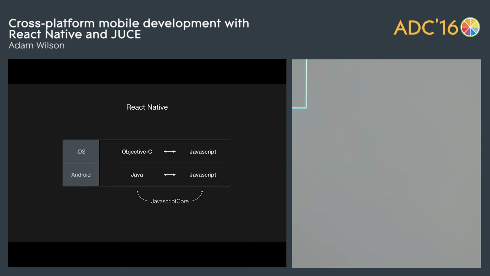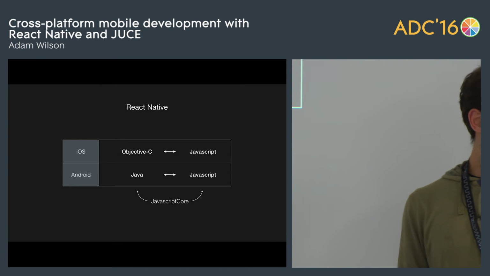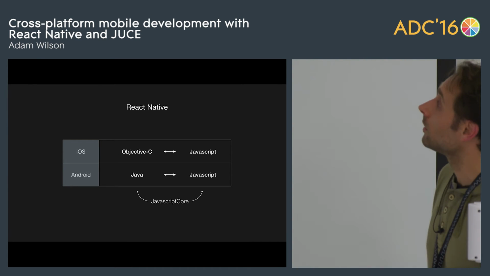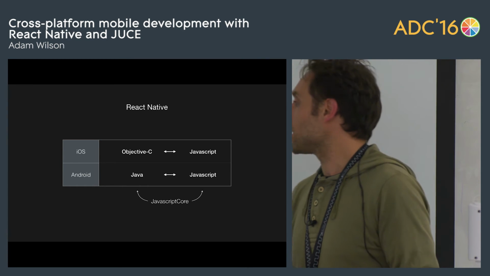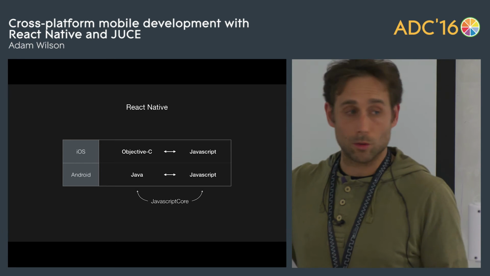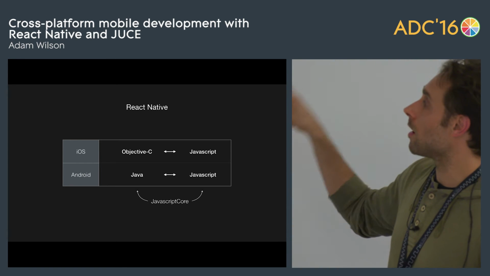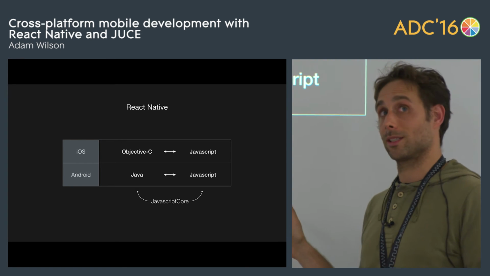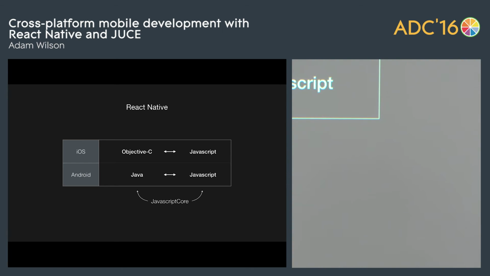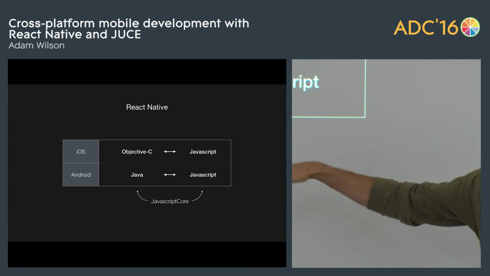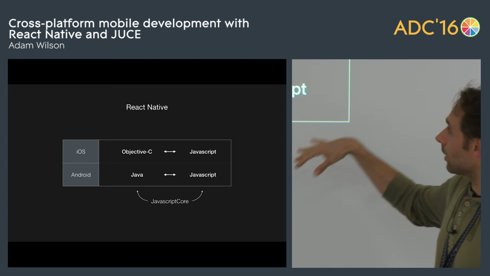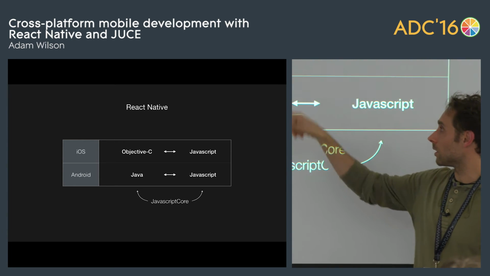So I'm quickly going to go over the general architecture of React Native. Basically, it's based on JavaScriptCore, which has been a part of iOS since iOS 7, I believe, and it's imported as a library on Android. It's very quick. So that's the bridge between your JavaScript code and your Java or Objective-C code.